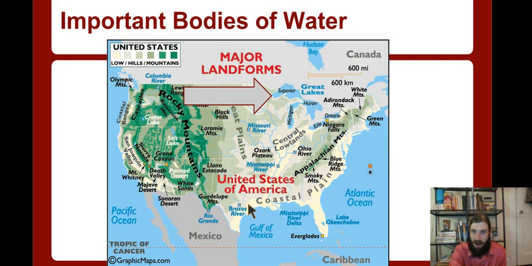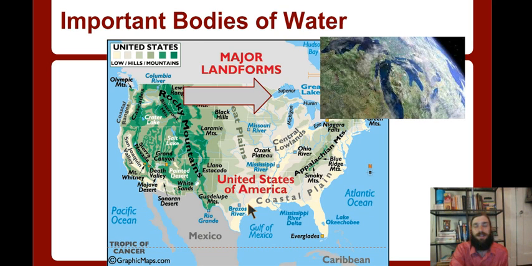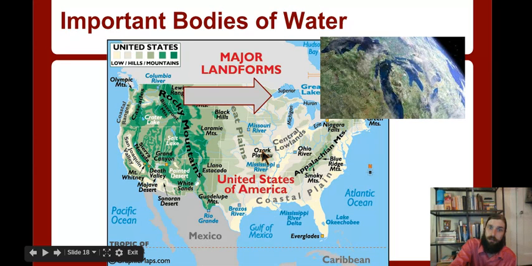Great Lakes. Why do they call them the Great Lakes? Well, because they're so great, you can see them from space. They're huge. They make part of the border between the United States and Canada, all right?